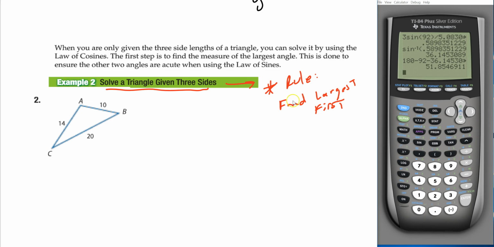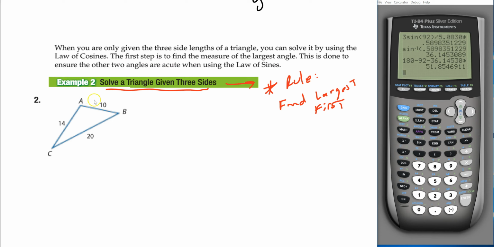Now if I just say, hey, find angle C, then that's fine. Just find angle C, who cares? But if I want you to solve the triangle, then the rule is you have to find the largest angle first. There's a reason for that. It's because the largest angle might be obtuse, and only cosine can do obtuse angles. Sine and tan can't do it.